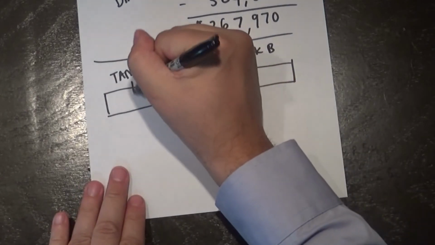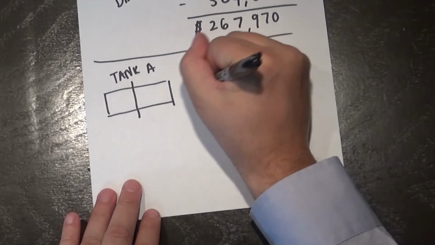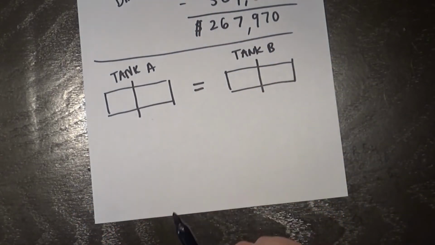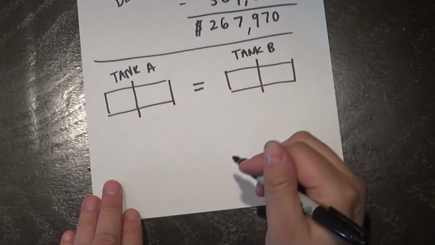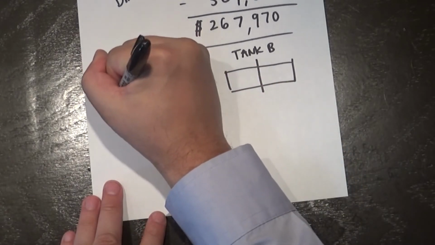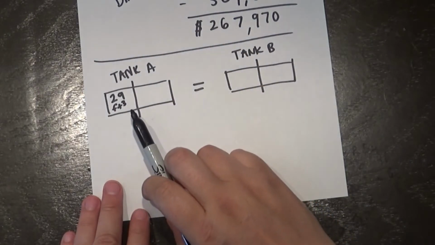Now each of them are split up. There's a divider in each of them, and we know that each of them are the same amount of volume. So I'm going to put that equal sign in there. So I'm just going to piece apart some information right from the story problem. So first it says that one section of tank A is going to be 29 cubic feet. So I'll just call that section 29 cubic feet.